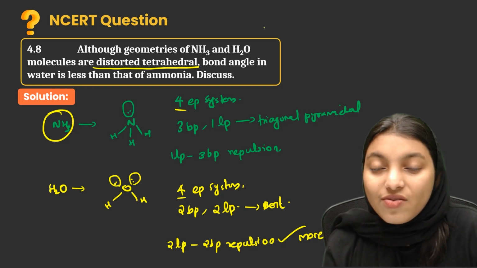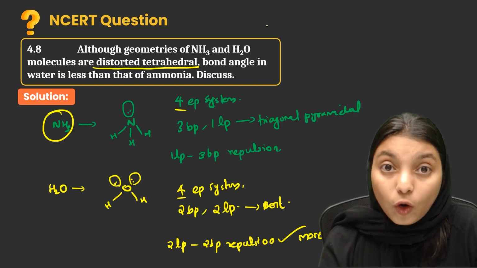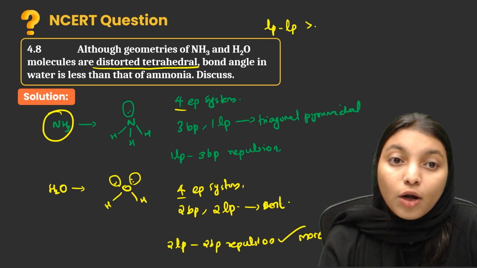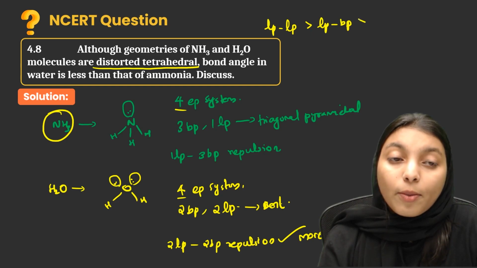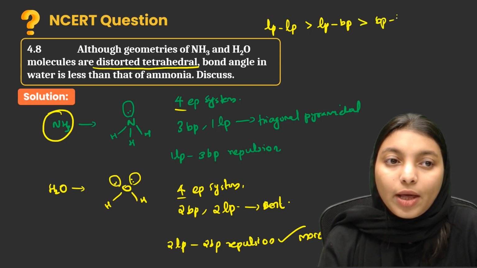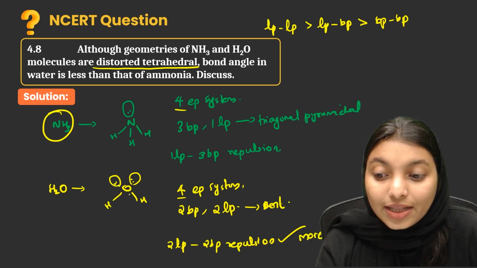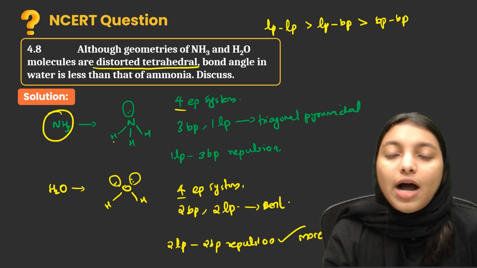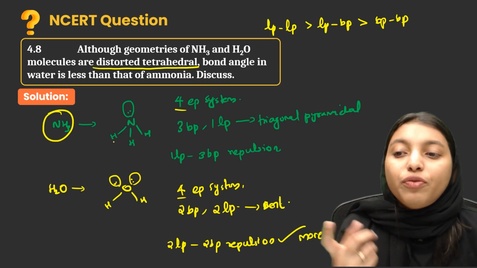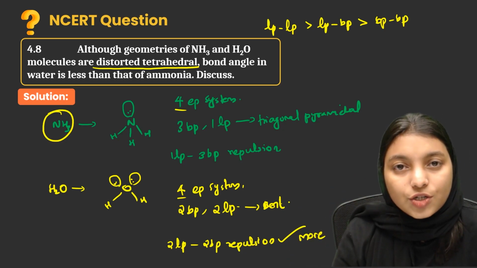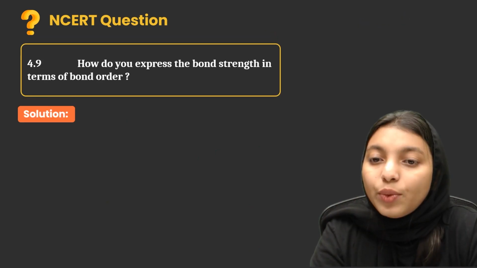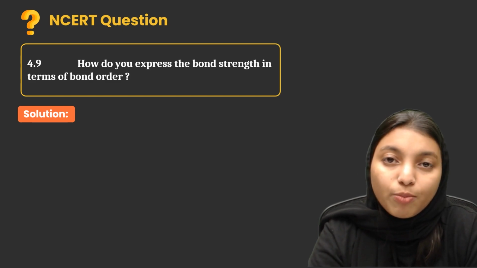As I mentioned in the previous question number 4, lone pair-lone pair repulsion is greater than lone pair-bond pair repulsion, which is greater than bond pair-bond pair repulsion. So there is a greater number of lone pairs present in water. That is why its bond angle is less than that of ammonia, even though both of them are distorted tetrahedral structures. Okay. How would you express the bond strength in terms of bond order?